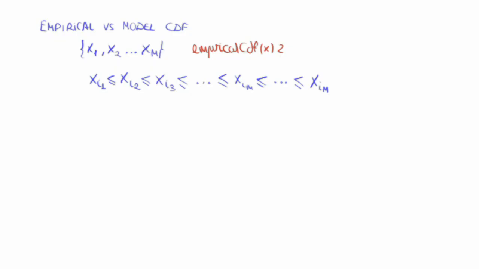For the minimum, we'll have 1 over 2m. For the following point, 3 over 2m, 5 over 2m. And for the mth value in the sample, we'll have 2m minus 1 over 2m. Finally, for the maximum, 2m minus 1 over 2m. Basically, the recipe is equivalent to assuming that at each value in the sample, we have 1/2 to the left and 1/2 to the right.